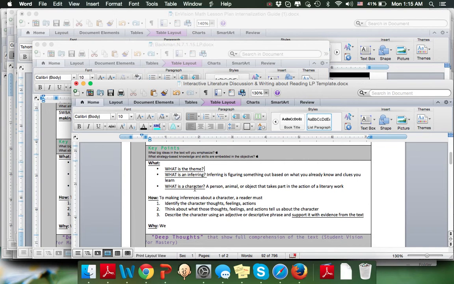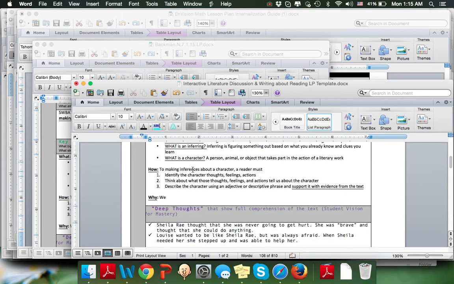We want to have some very clear definitions of what theme, inferring, and character are. If I was doing plot, like beginning, middle, and end, I would have definitions of those as well, or problem and solution, or all the types of literature words you're going to use. So the first thing I'm going to do is define what a theme is. A theme is the big idea from a text, or I'll put story, big idea from a story, or what the characters learned during the book. So again, I'm putting a general definition of what a theme is.